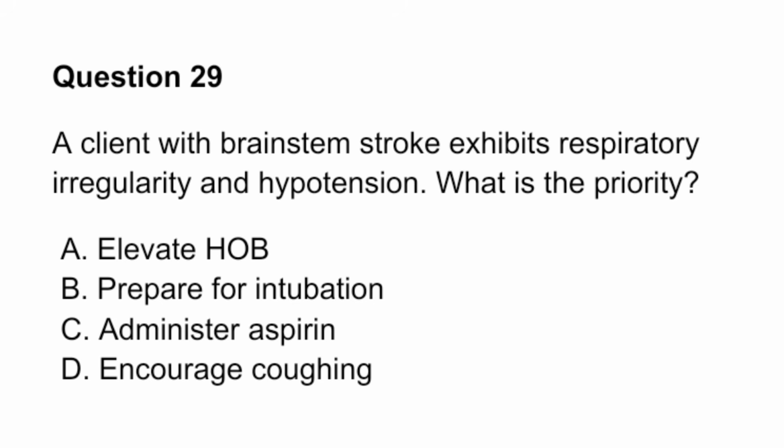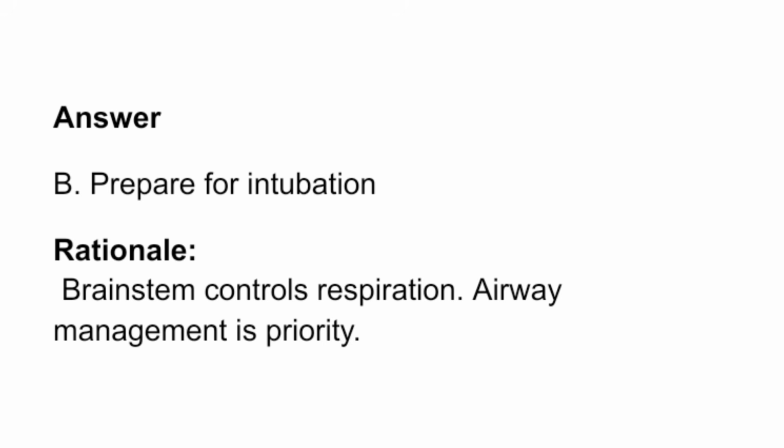Question 30. A client with brainstem stroke exhibits respiratory irregularity and hypotension. What is the priority? A. Elevate HOB, B. Prepare for intubation, C. Administer aspirin, D. Encourage coughing. Answer: B. Prepare for intubation. Rationale: brainstem controls respiration. Airway management is priority.